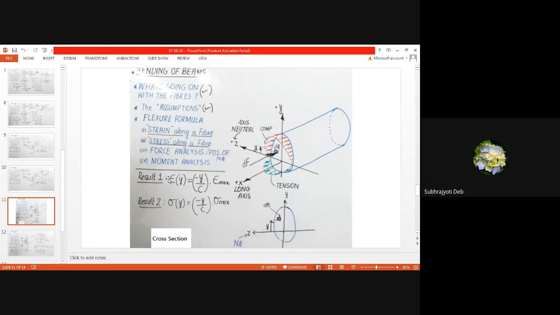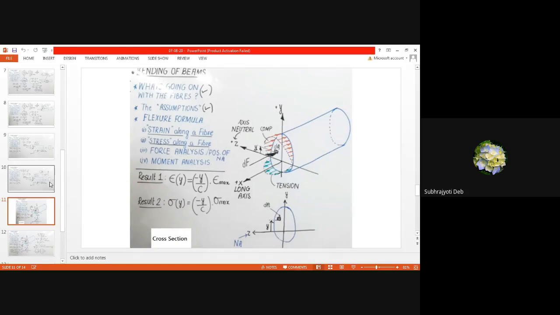If you remember from our previous class, this is the strain along a fiber. This was our result 1, the equation epsilon y is equal to minus y by c epsilon max. And this is result 2, the stress along a fiber: sigma y is equal to minus y by c sigma max.